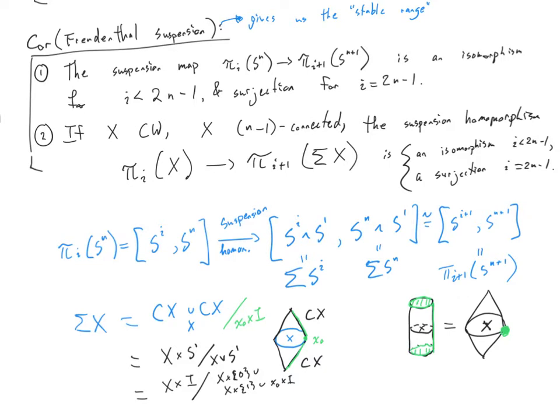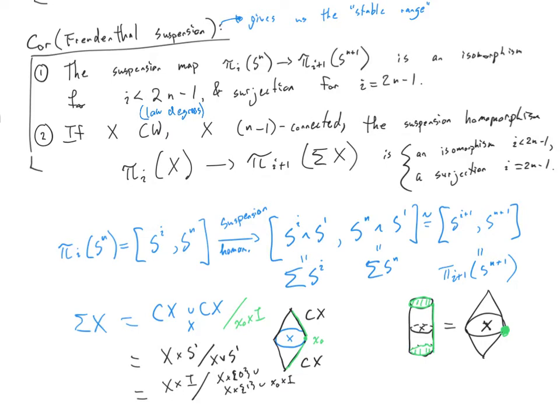So the suspension map is an isomorphism, is what Freudenthal suspension says, when i is less than 2n minus 1, so in low degrees. Roughly less than twice the dimension of the sphere, and is a surjection in the next degree up. And more generally, if X is a CW complex which is n-1 connected, which is true for Sn. Sn has no homotopy groups in degree n-1 and below, so it's n-1 connected.